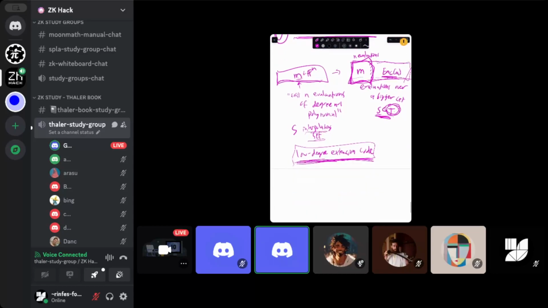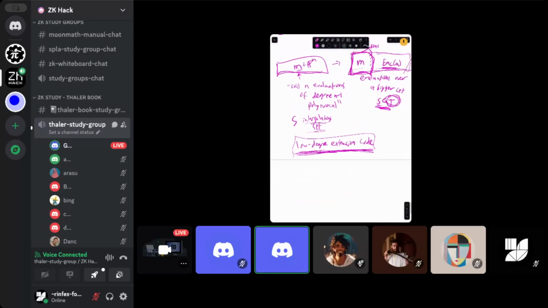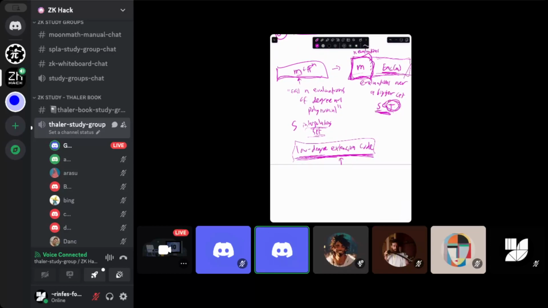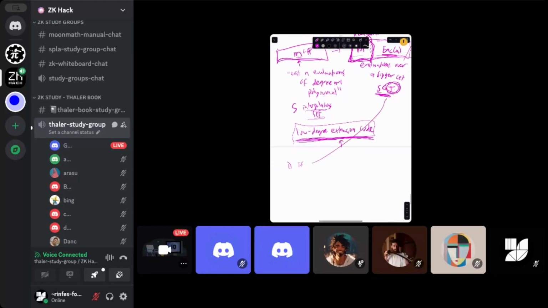The last thing I'll say is that with the low degree extension code, if T, the big set, is something like the capital Nth roots of unity in a field, then the encoding of M can actually be computed in order n log n time.